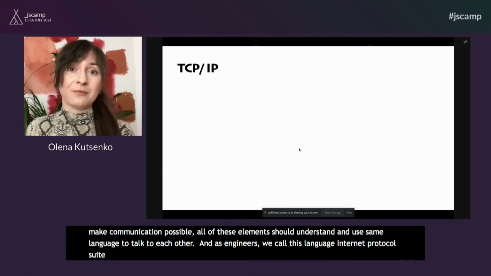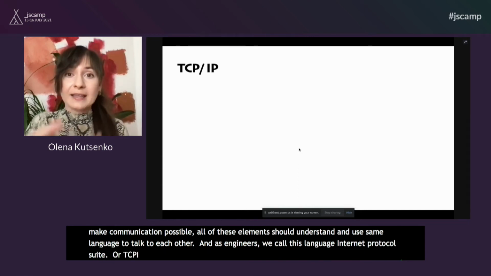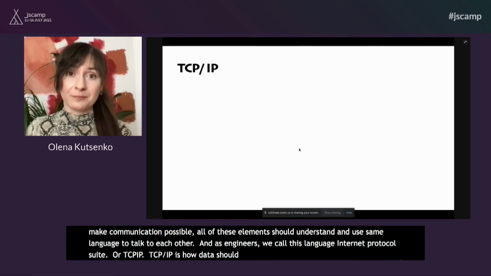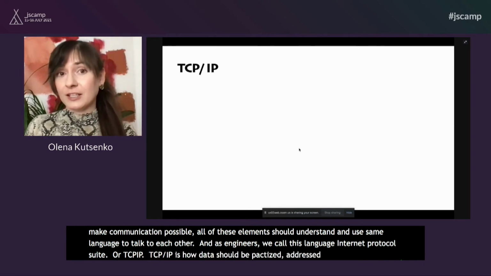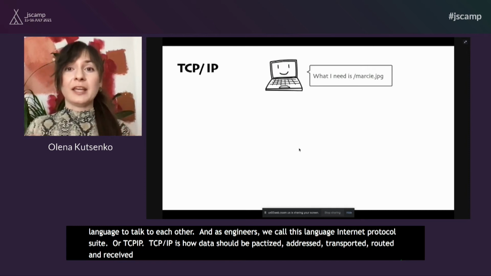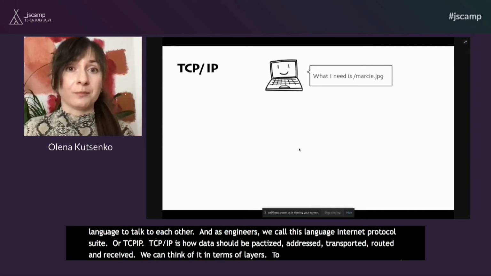TCP/IP specifies how data should be packetized, addressed, transmitted, routed, and received. We can think of it in terms of layers. To explain it better, let's look at how our browser will create a letter to the server.